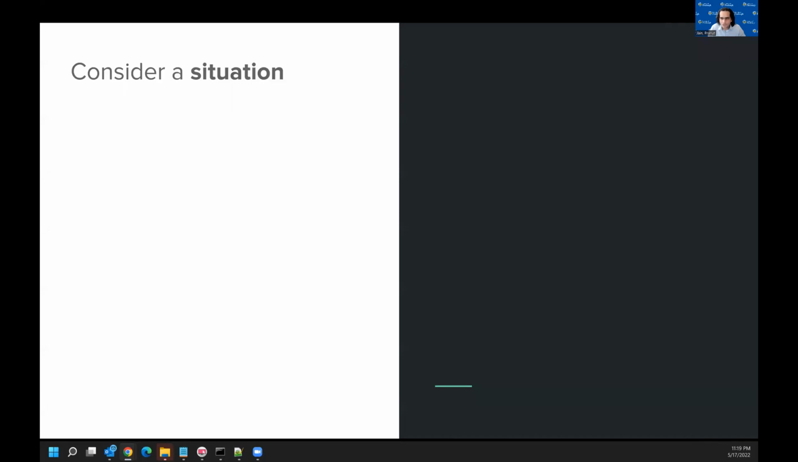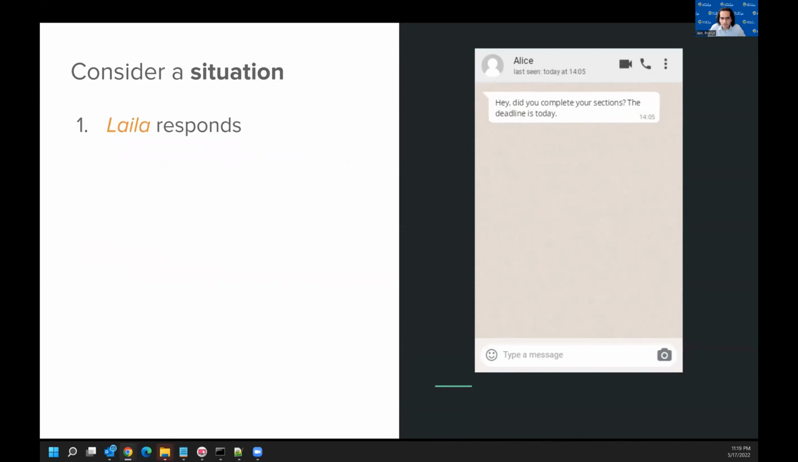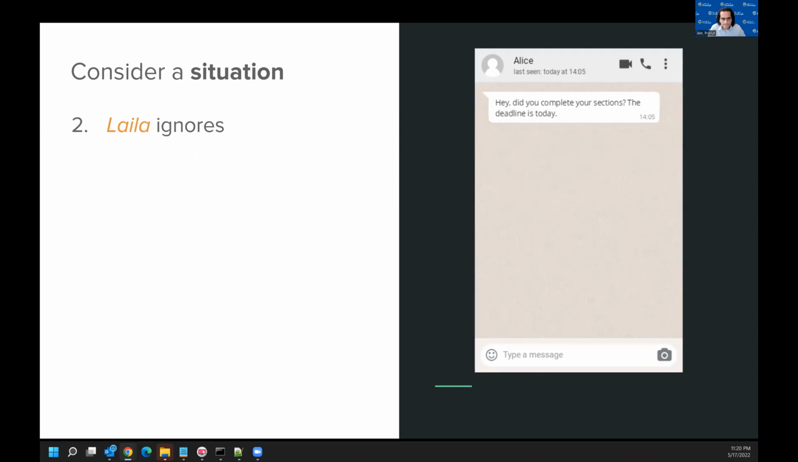Let's start with the situation. Suppose Laila is in a meeting when she receives a text message from Alice. At this point, she can either respond to the message or ignore it. Let's say she decides to respond to the message. This results in her getting distracted from the meeting, and the person she was meeting with will also not be happy with her looking at her phone during the meeting.